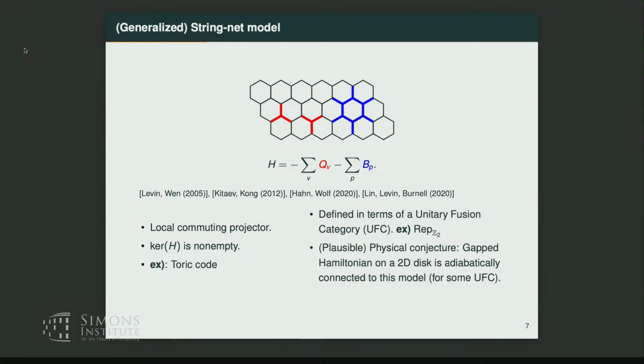More importantly, in the physics topological phase community, there's a pretty plausible conjecture that we can make. It is that any gapped Hamiltonian on a 2D disk is likely adiabatically connected to this model for some choice of unitary fusion category. Obviously, proving these things is ridiculously hard, so we cannot just assume that this is true and prove things. But we can at least make some partial progress in this simplified setting.